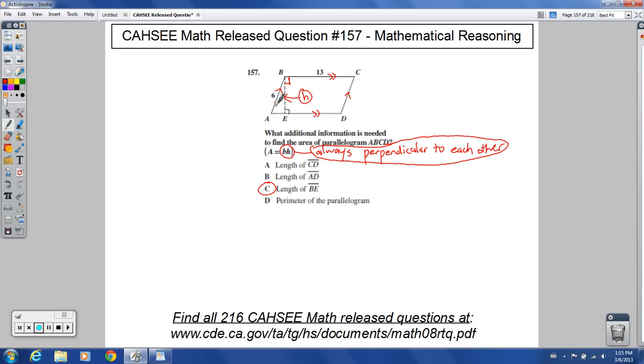Just like you don't measure yourself on a slant, you don't put the ruler on a slant, you put the ruler straight up and down, perpendicular to the ground. Do the same thing with parallelograms or any shapes for that matter to find their height, straight up and down, perpendicular to the base. So 13 times whatever this is would give you your answer. Choice C it is for 157.